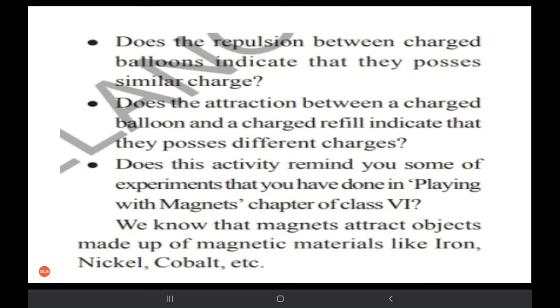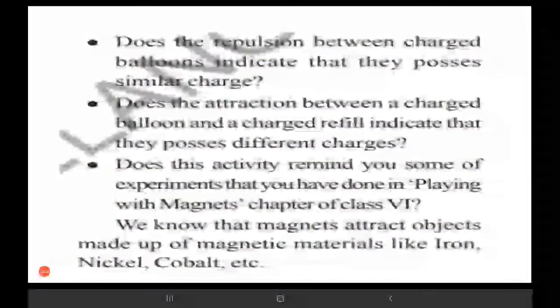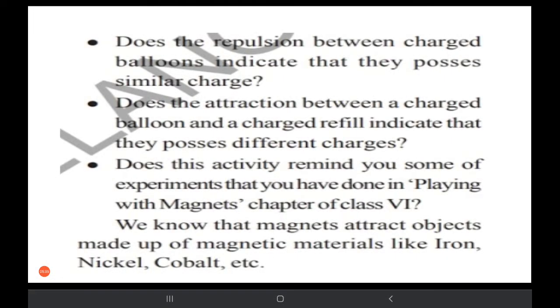Does the attraction between a charged balloon and a charged refill indicate that they possess different charges? Does this activity remind you of some of the experiments that you have done in playing with the magnets in chapter 4, 6, right? So here, the repulsion between charged balloons indicates that they possess similar charge. Yes, they possess similar charge, right?